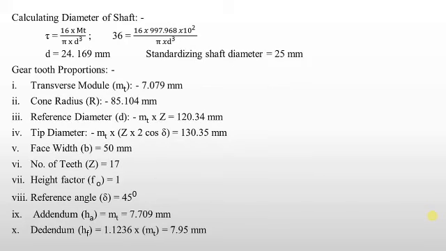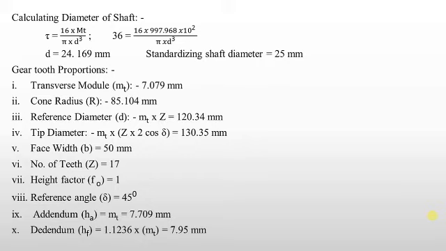Now calculating diameter of shaft. Using the relation tau is equal to 16 into MT by pi d cube, that is tau is equal to 36 and MT is equal to 997.968 into 10 raised to 2. From this equation we get d is equal to 24.169 mm. Now standardizing the shaft diameter from the PSG data book and selecting 25 mm diameter as the shaft diameter.